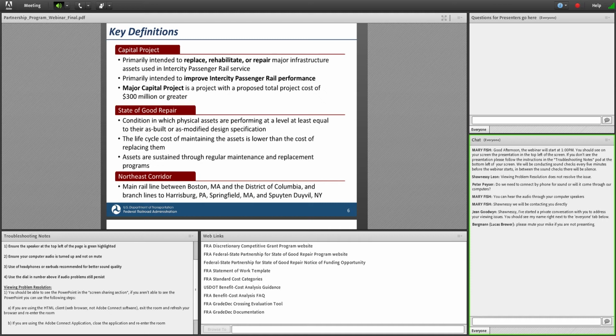And I also just want to note the Northeast Corridor has a very specific definition in this program. The territory is specified as the main rail line between Boston and the District of Columbia, and then the branch lines between Harrisburg and Philadelphia, Pennsylvania, Springfield, Massachusetts, and New Haven, Connecticut, and from Penn Station, New York to Spuyten Duyvil, New York.